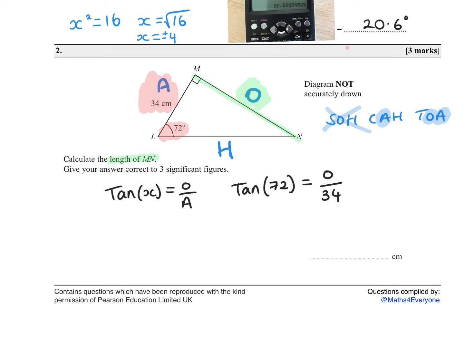Now, another side note, we have to think about this as a rearrangement. Imagine, we all know that speed equals distance over time. That's a formula that we know, isn't it? So imagine our tan is our S, our O is our D, and our 34 is our T. What do we actually want? We want D. We want the numerator of the fraction, which is our opposite. So how am I going to rearrange this equation? What does distance equal?